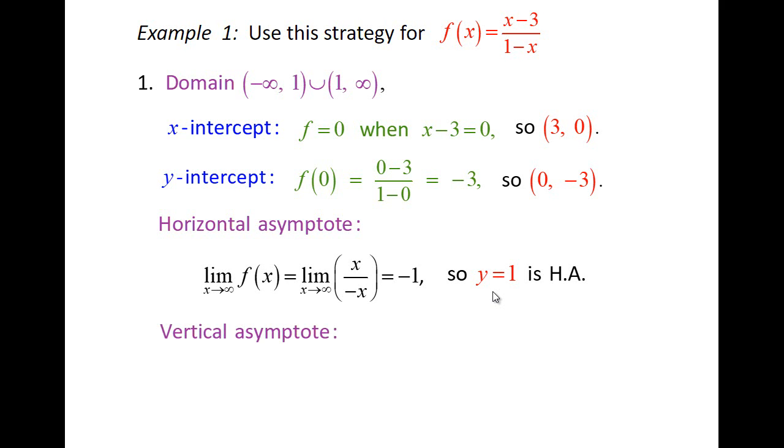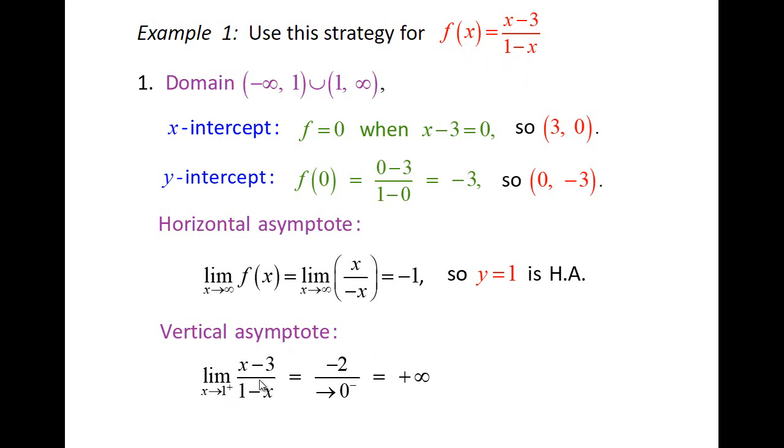And the vertical asymptote occurs at values of x where the denominator is vanishing but the numerator isn't. So in this case, the vertical asymptote would be x equals 1. And notice, on the right side of 1, what's the limit of f of x as x goes to 1 from the right?